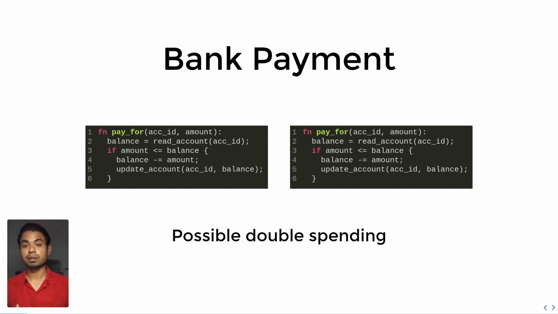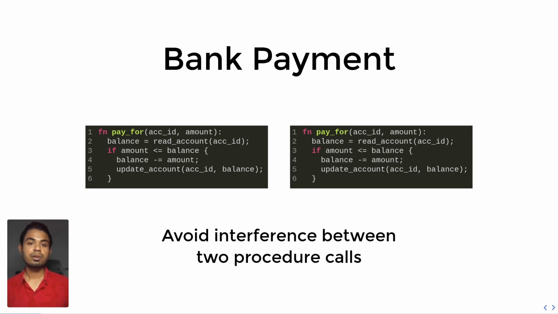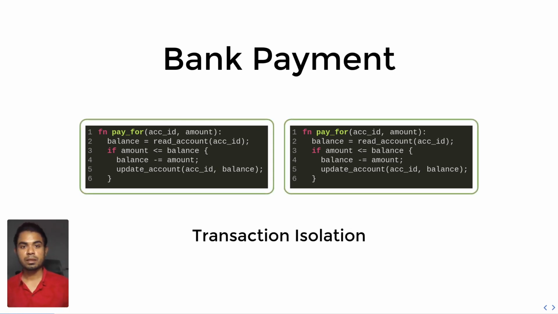This is because of the typical race condition. This is called double spending, because the same currency is spent twice. Now, to avoid this, the bank database should guarantee that the uncommitted effects of these two procedure calls should not interfere with each other. As in, they should be executed in some kind of isolation from each other until they are finished. We say that each procedure call is executed in a transaction.